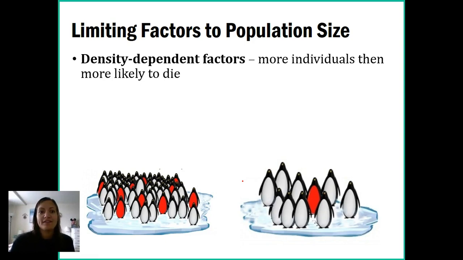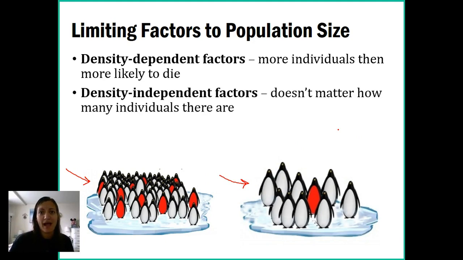So the first one is density dependent. These factors depend on how dense the population is. If it is more dense, like this population of penguins on the left-hand side, those factors play a bigger role. But if it's less dense, those factors might not play any role on regulating that population size.